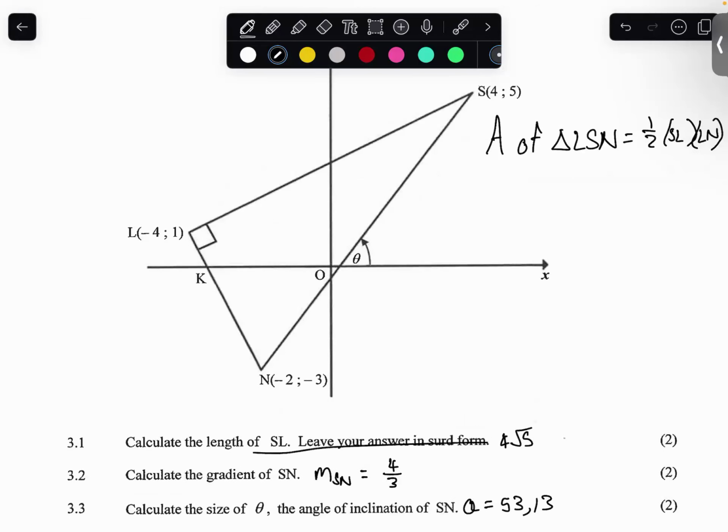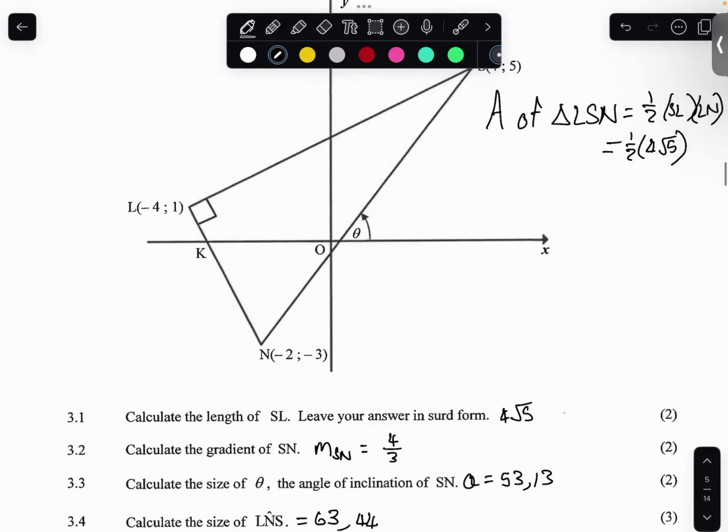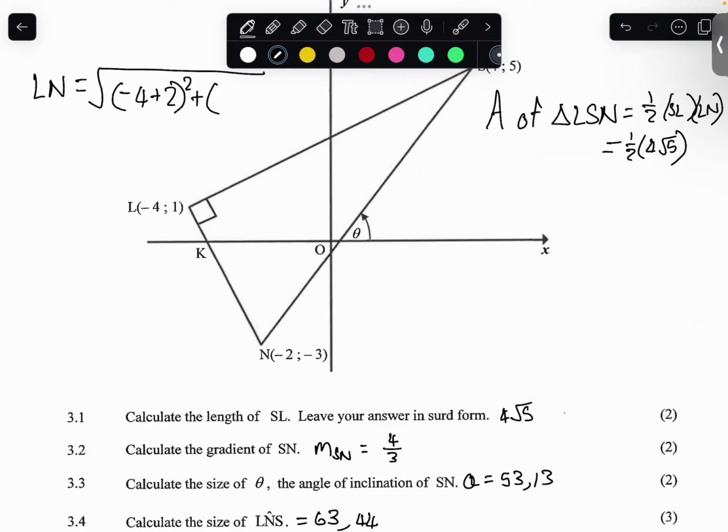SL, we already calculated. It's 4 the root of 5. So it's a half into 4 the root of 5, and LN we don't have. So LN, let's calculate its distance. LN is equal to the root of x of L, which is minus 4, minus x of N, which is plus 4, because it's minus 2, all squared, plus y of L, which is 1, minus y of N, minus 3, that's plus 3, all squared.